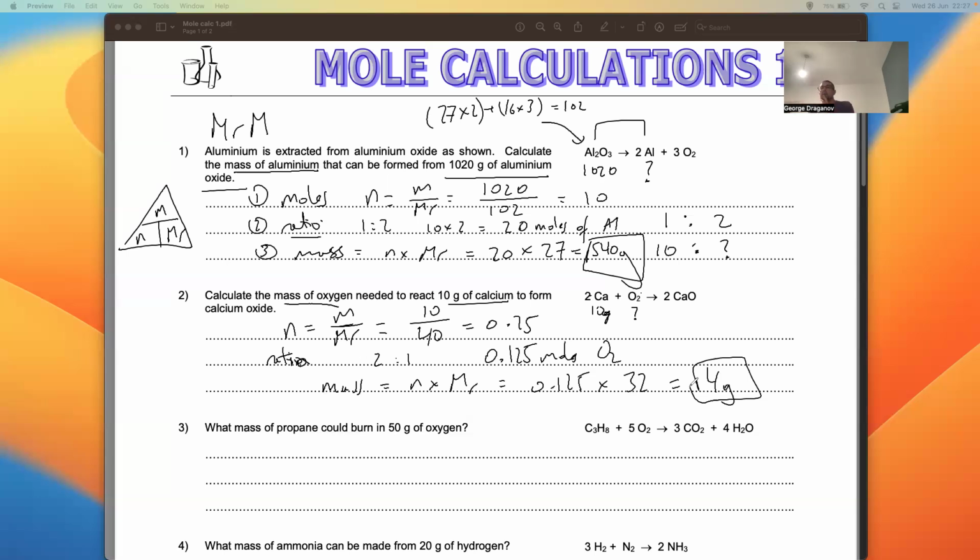I think one more example might be a good idea. So let's do number 3. So mass of propane, this is propane, 50 grams of oxygen, this is 50 grams. So first step, moles. Moles equals mass 50 over oxygen 32, because oxygen is O2. Remember, the big 5 doesn't count here in the MR. So 50 divided by 32 would be your first step.